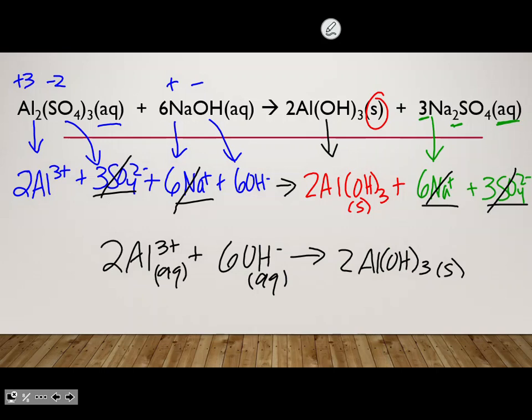And what else do we need to do here? Reduce. Reduce them. So the 2 becomes a 1, this becomes a 3, and this becomes a 1. There you go. Very good. So please finish the back. That's one of your tasks for next class.